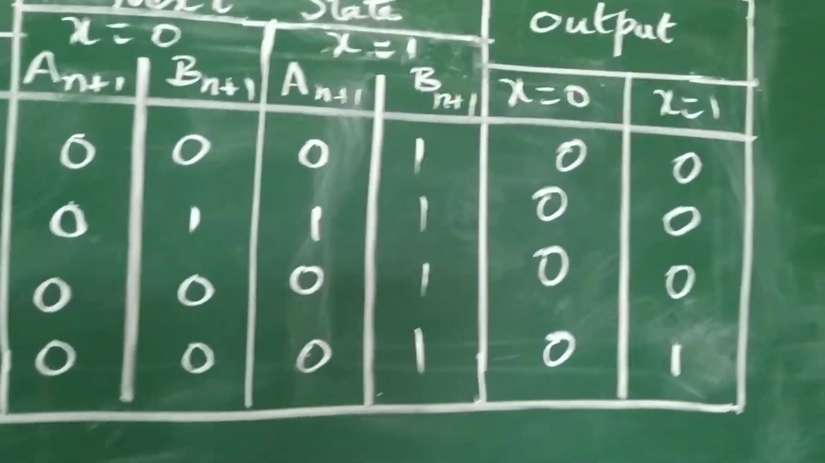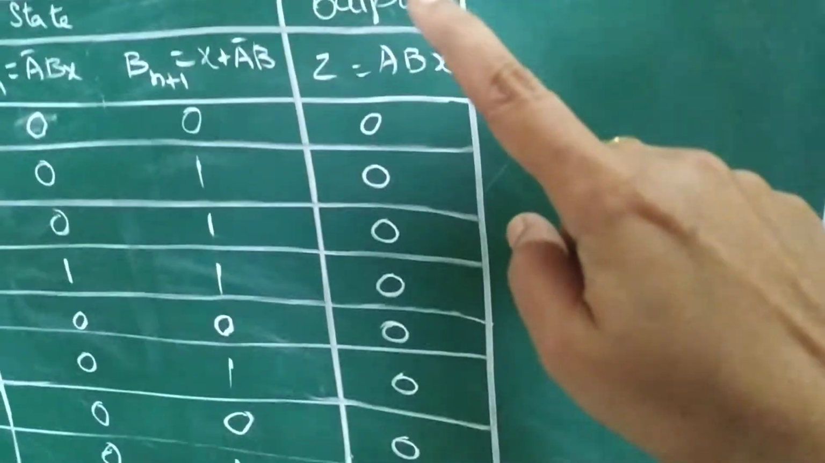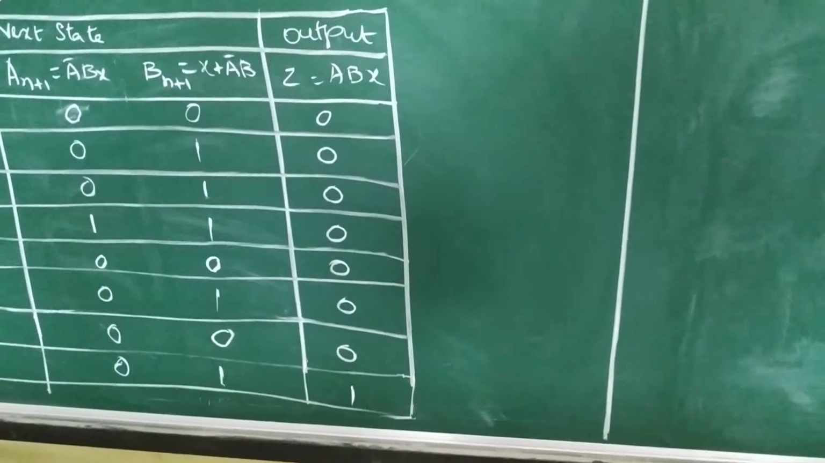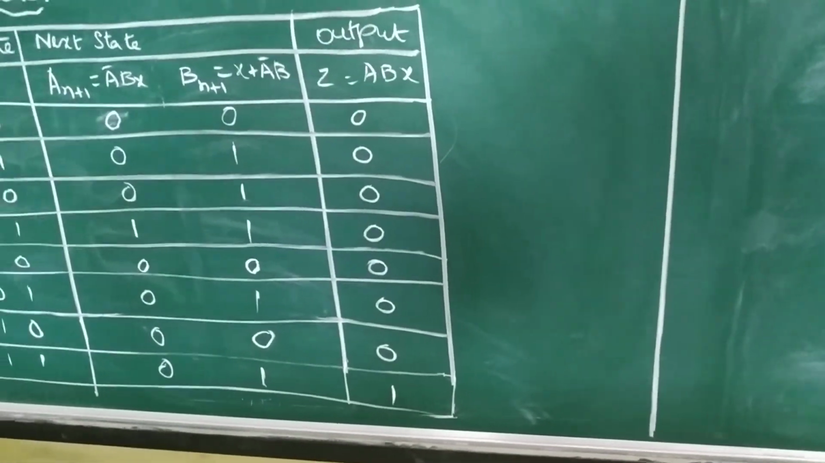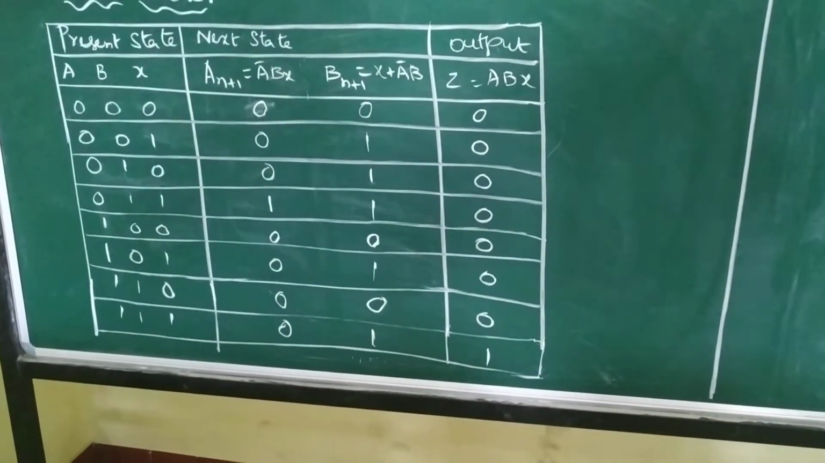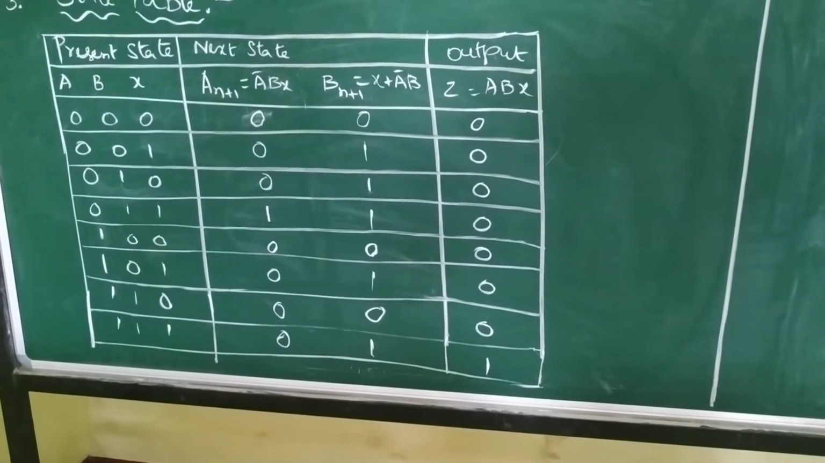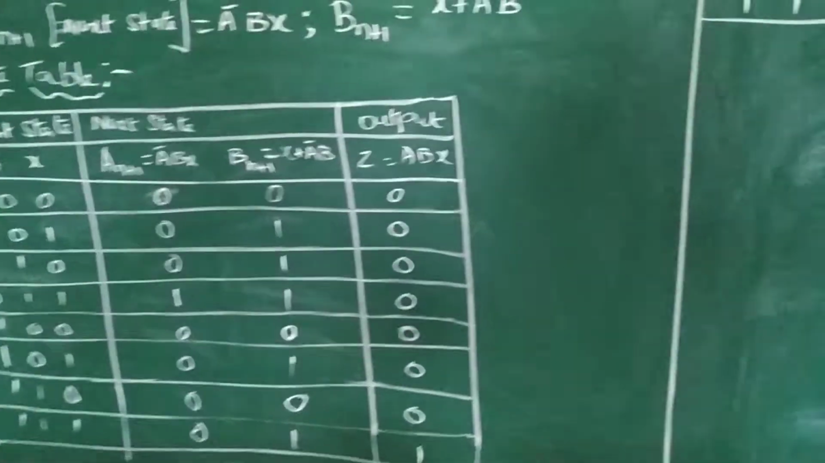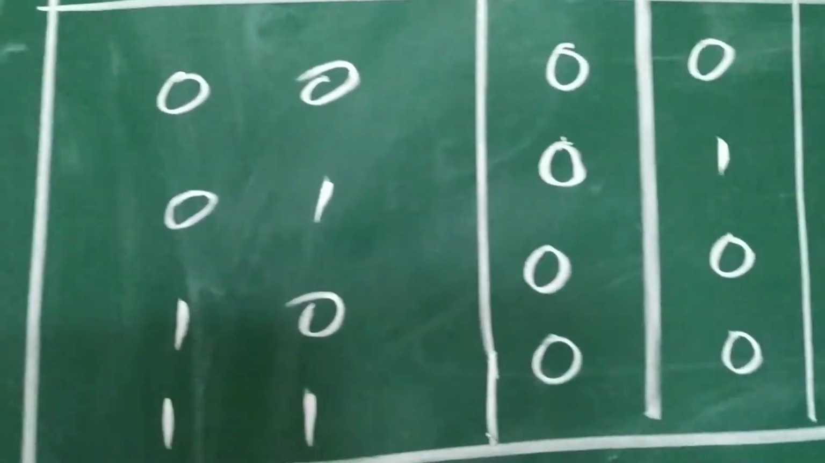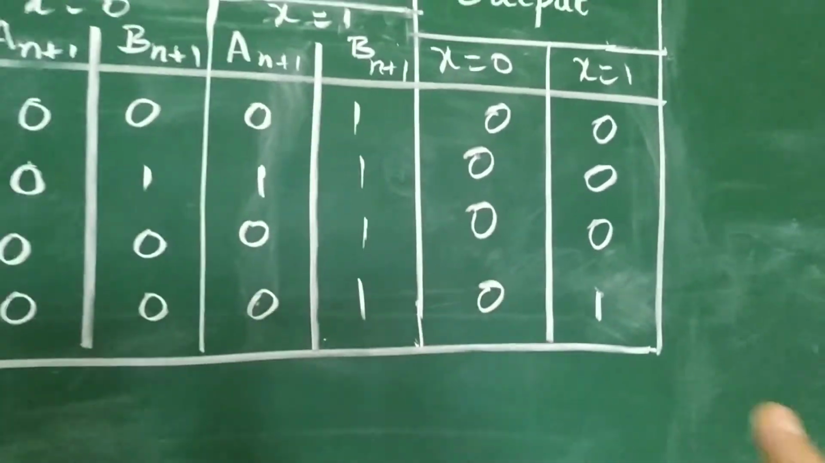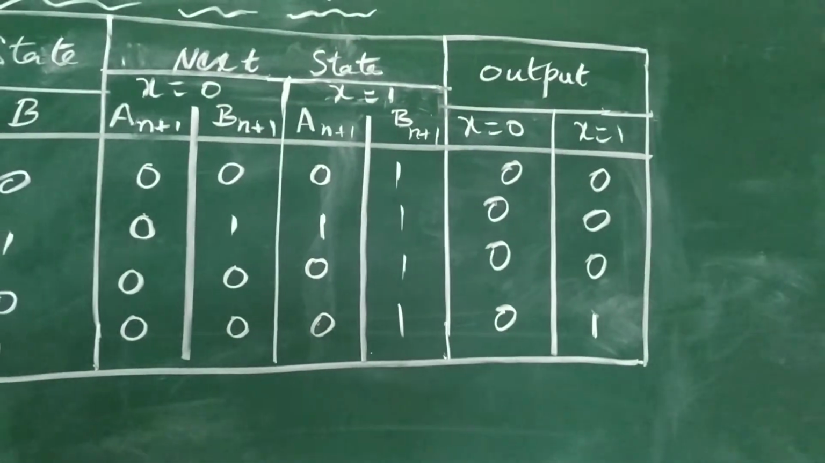Similarly, the outputs also. What is the output? You can observe here, z is equal to 0 for all the values of A, B and x except for the last one. What is the last value? A, B is equal to 1 and x equal to 1. For that alone it is 1. So substitute that. A, B 1, 1 for x is equal to 1, it is 1. The rest all are zeros. So it is easy to fill.